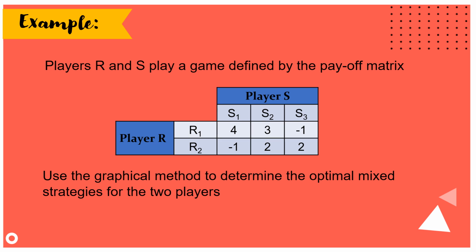In this example, we are given a 2x3 payoff matrix. We are required to use the graphical method to determine the optimal mixed strategies for the two players. Since the question states mixed strategies, thus we do not have to show that the game is unstable.